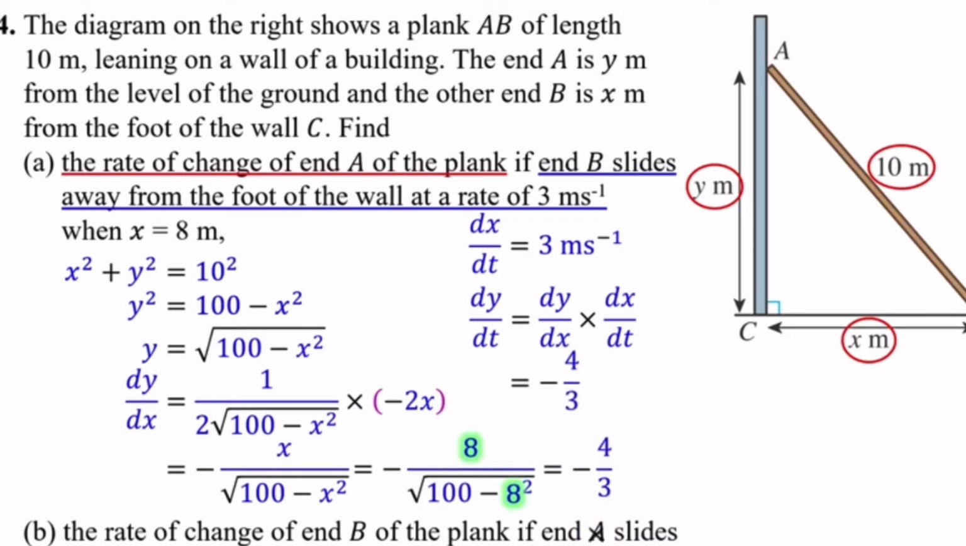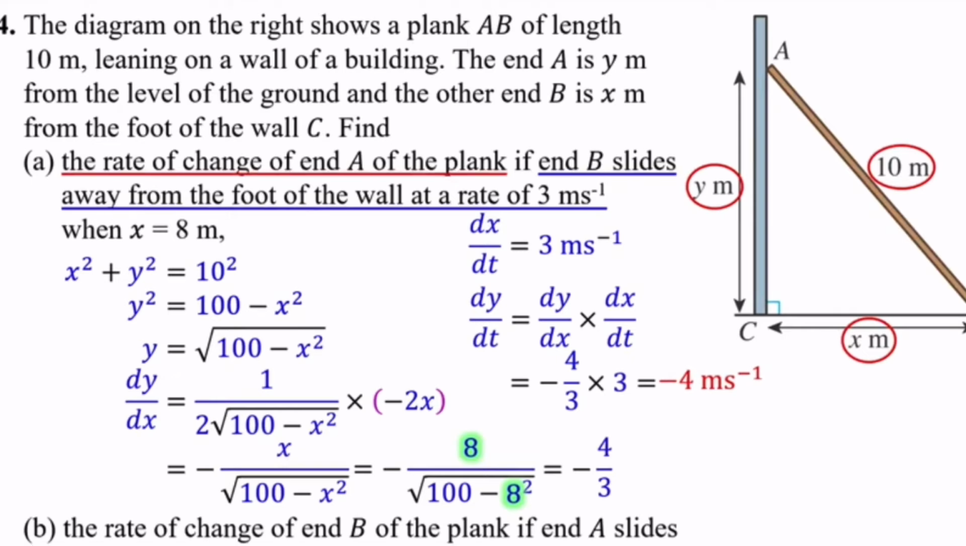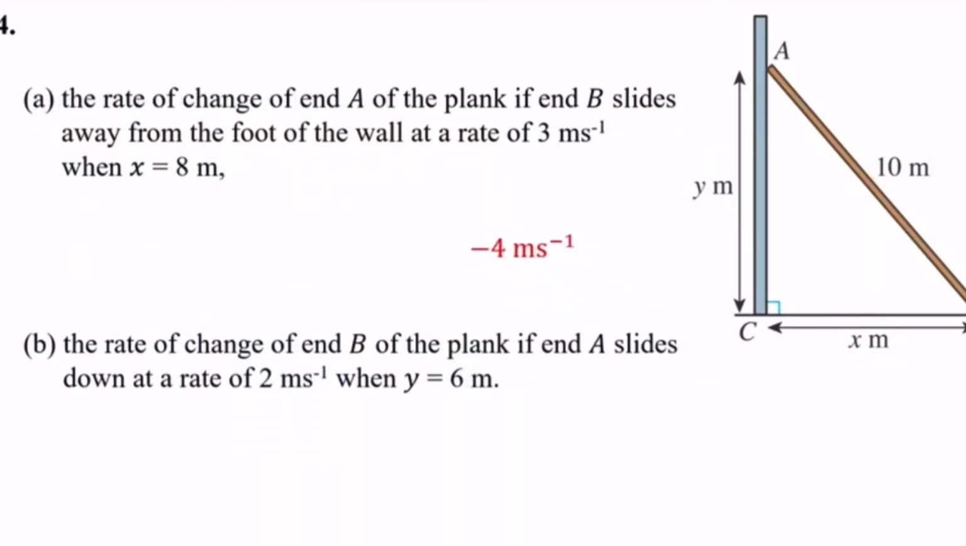So hence, in order to find the rate of change of y, we will take negative 4 over 3 times the dx/dt, which was given in the question, right? So actually, when we look at that, it's negative 4 over 3 times 3. So the answer is negative 4 meter per second, right? So it means that the y actually will decrease. Okay, the rate of change of A of the plank is negative 4 meter per second.